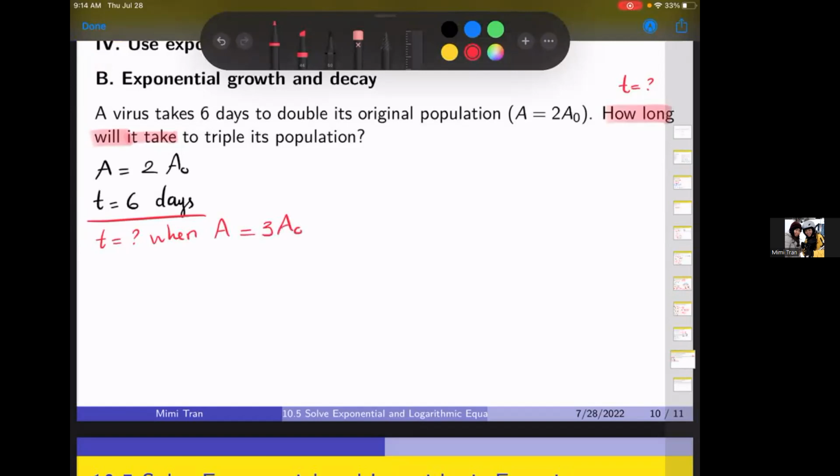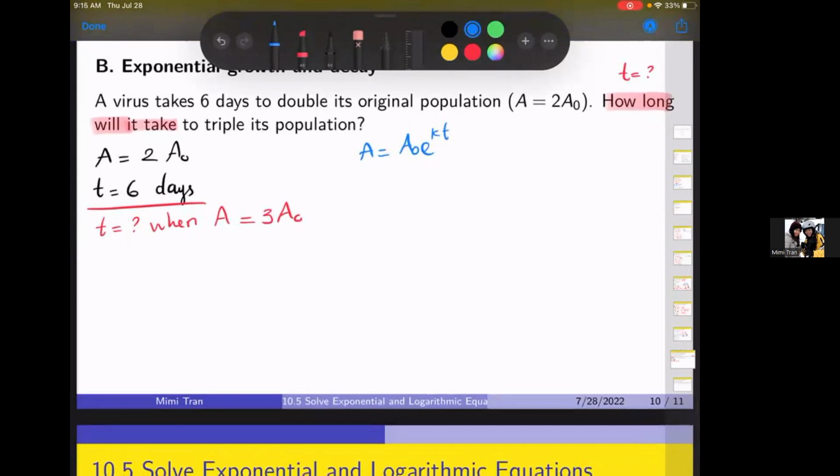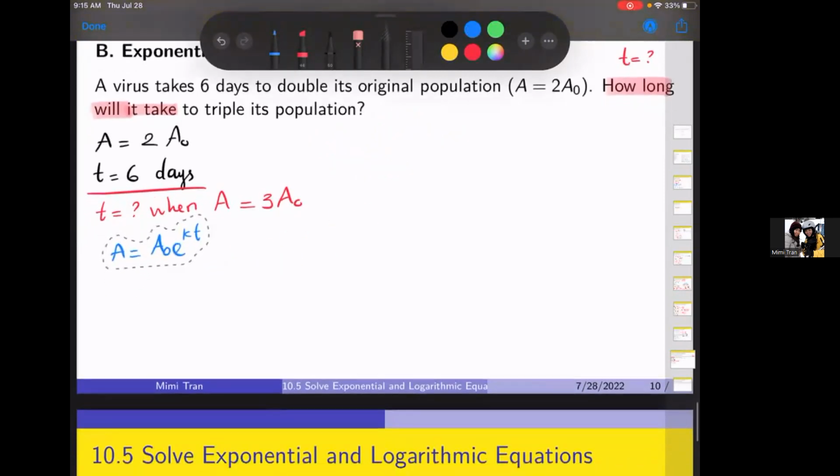Okay, so the formula is A equals A naught e to the kt. In order to solve for T, what do I need? I need K, right? Well, I don't need e. e is just built in, kind of like pi. I need K, I need A, and I need A naught.